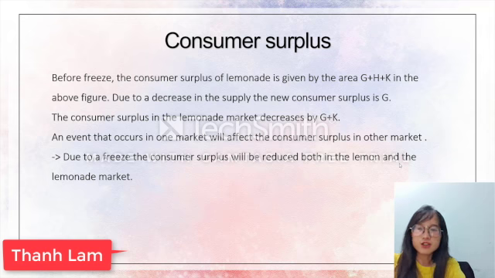An event that occurs in one market will affect the consumer surplus in another market, like the example just presented. Due to the freeze, the consumer surplus will be reduced in both the lemon and the lemonade markets. That's the end of my presentation.